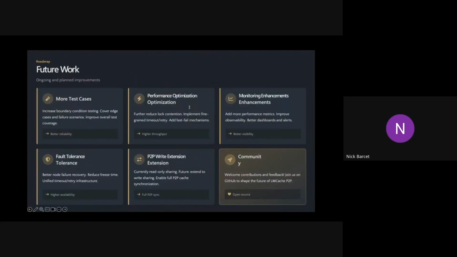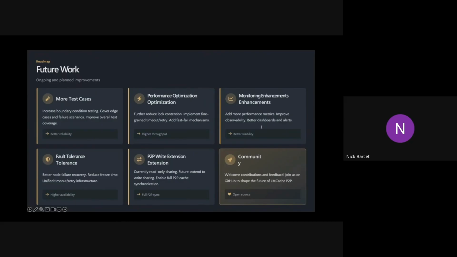Although we have completed many optimizations, there are still several directions that need continued improvement. First, more test cases. Increase boundary condition testing. Cover edge cases and failure scenarios. Improve overall test coverage. Second, performance optimization. Further reduce lock contention. Implement fine-grained timeout and retry. Add fast fail mechanisms. Third, monitoring enhancements. Add more performance metrics. Improve observability.